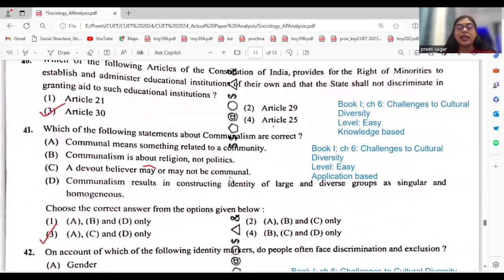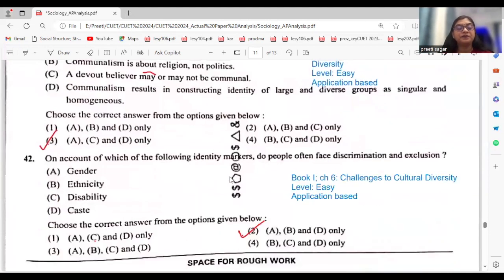Which of the following statements about communalism are correct? So communalism means something related to community, correct? Communalism is about religion, not about politics. That is incorrect. It is all about politics in the name of religion. So option B could be eliminated. So we are left with A, C, and D. So option 3 is the right answer.